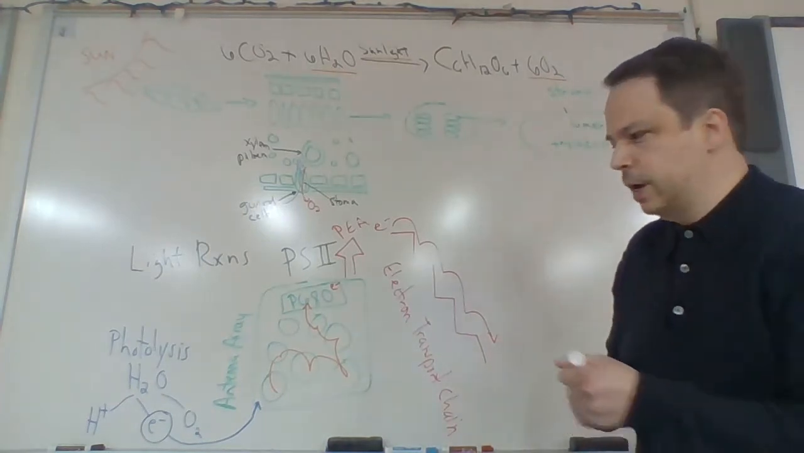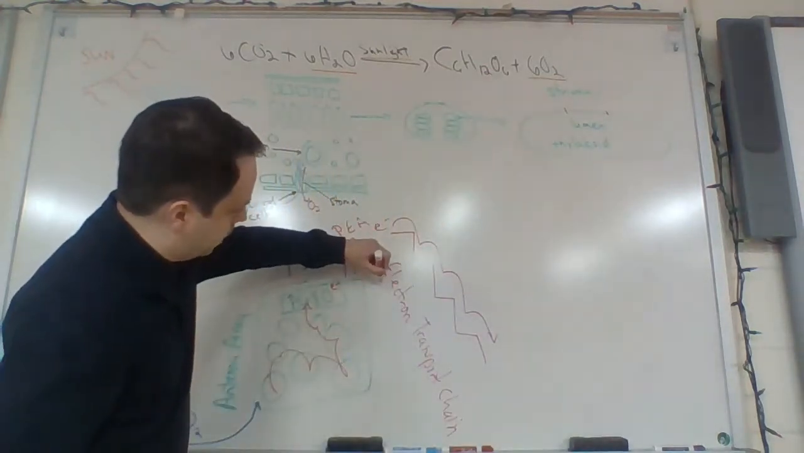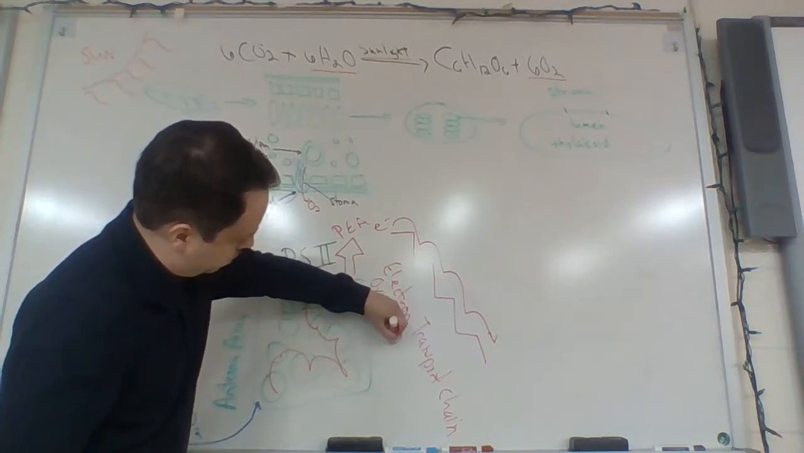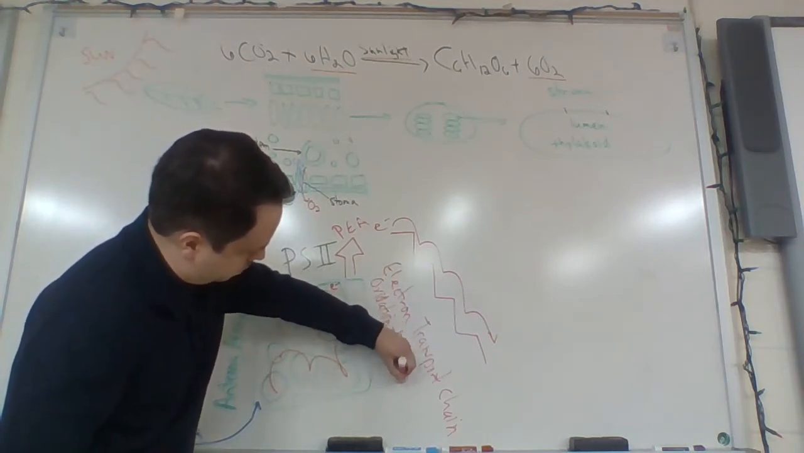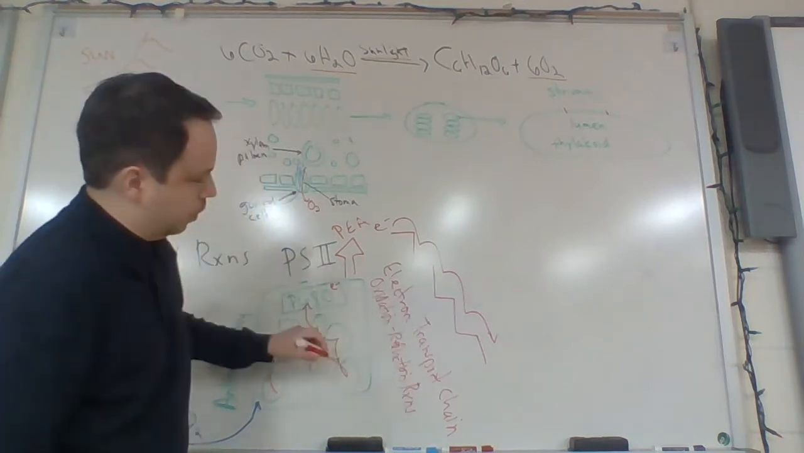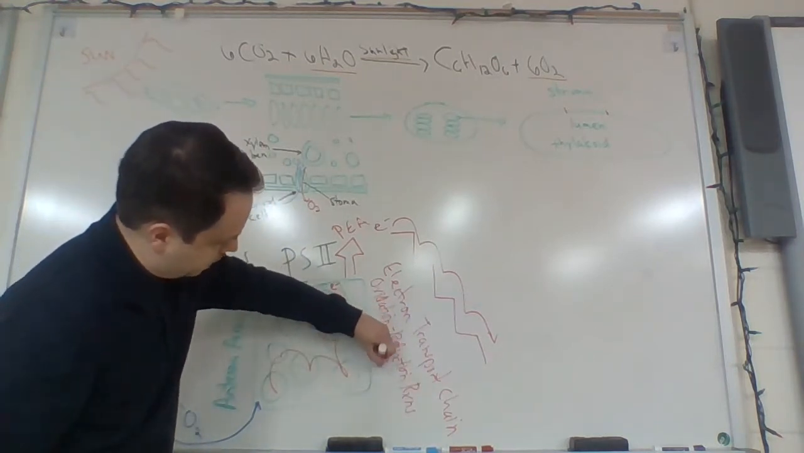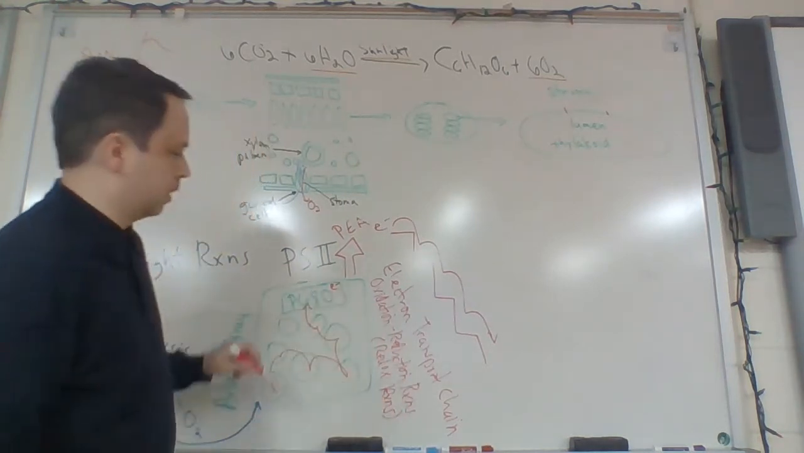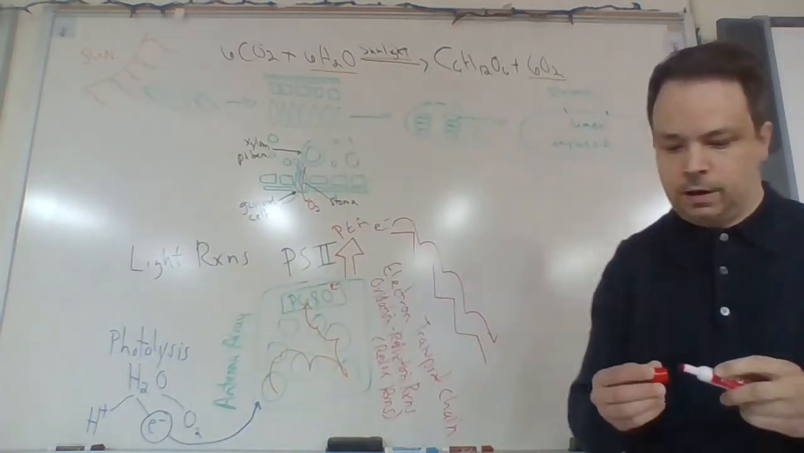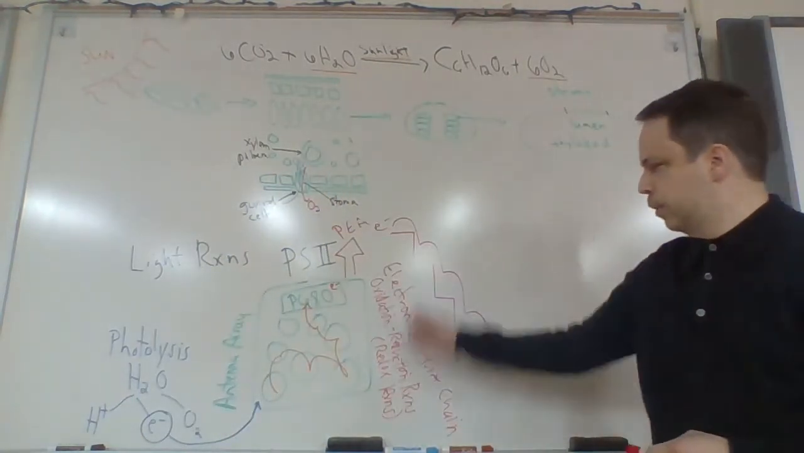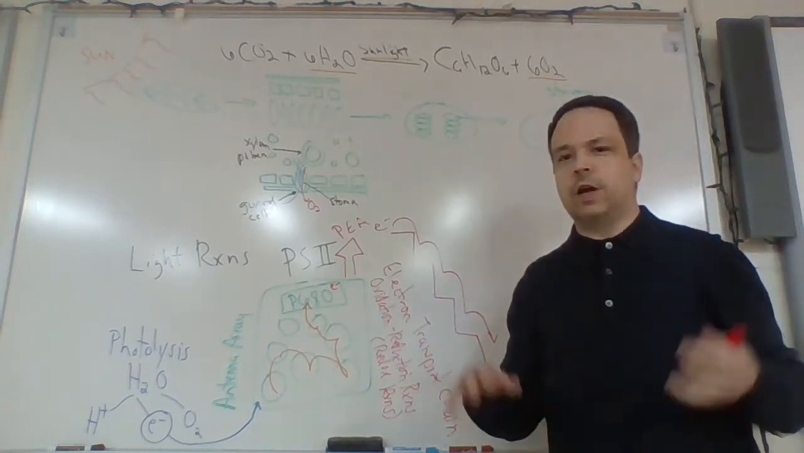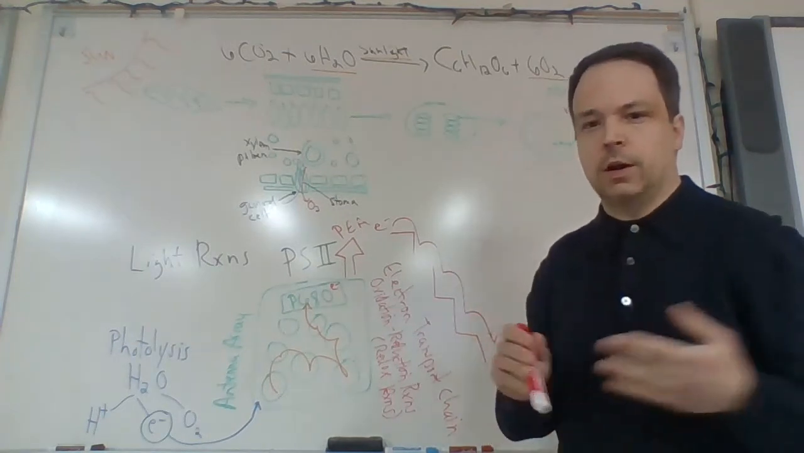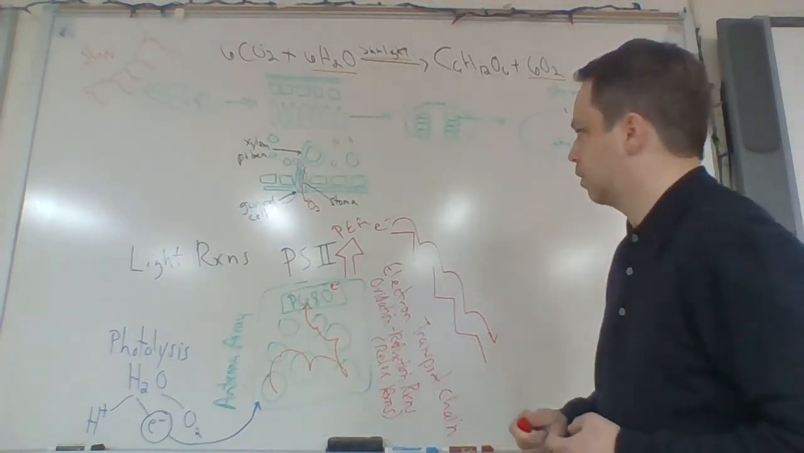The electron transport chain is a series of oxidation reduction reactions. Those are also called redox reactions. Right, so an oxidation reduction reaction and a redox reaction are the same thing. And all we're talking about with redox reactions are molecules either gaining or losing an electron. That is a redox reaction.